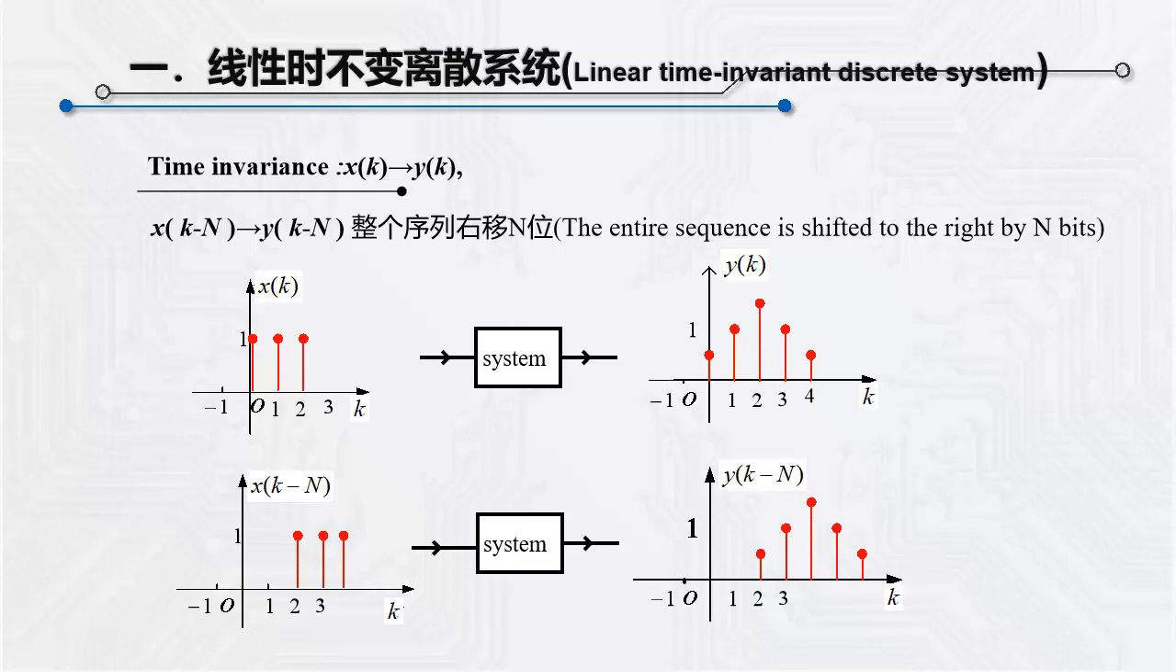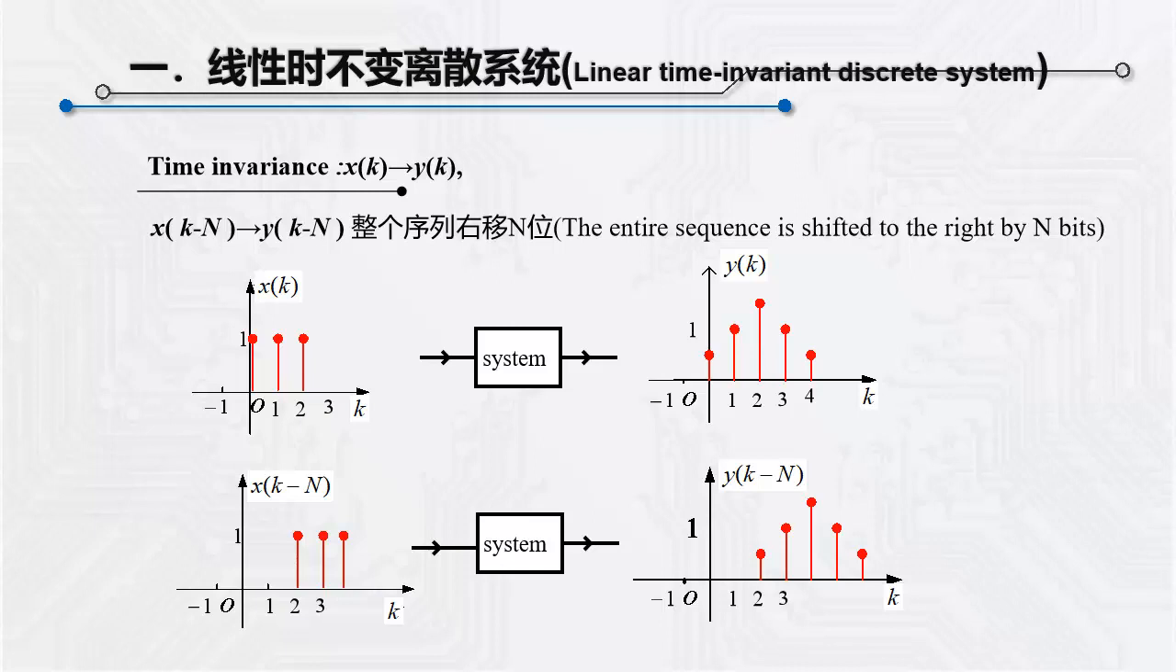So, how does time invariance manifest itself? As shown in the figure, when the input excitation x(k) acts alone on the LTI discrete system, the response is y(k). When the input excitation moves n units to the right, the response of the system has the same shift. So this is what we call time invariance. The systems described in this section are all LTI discrete systems.